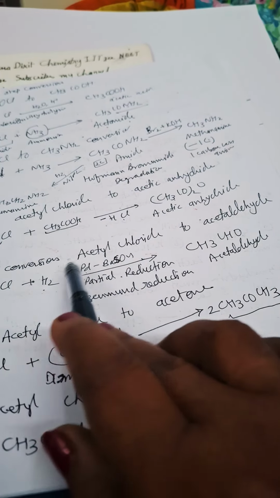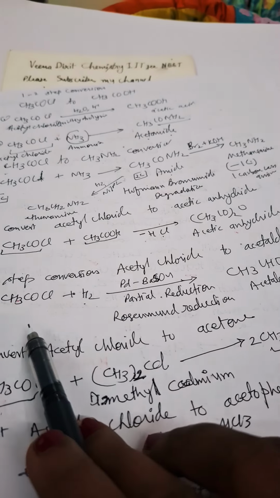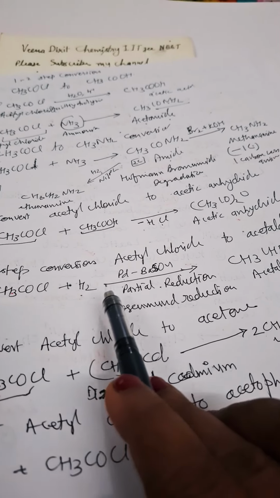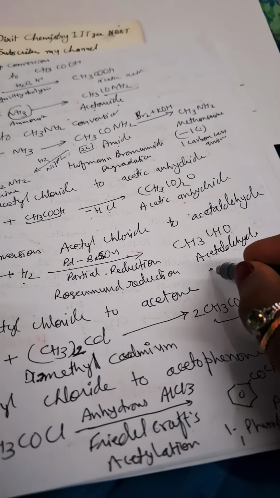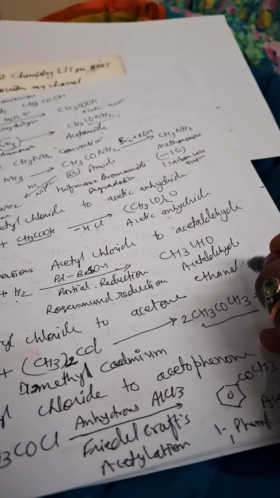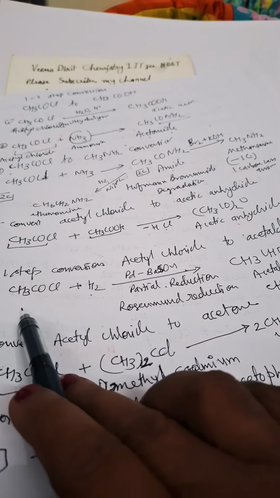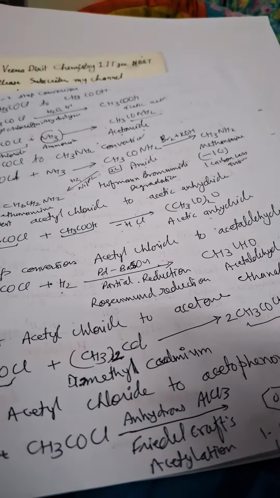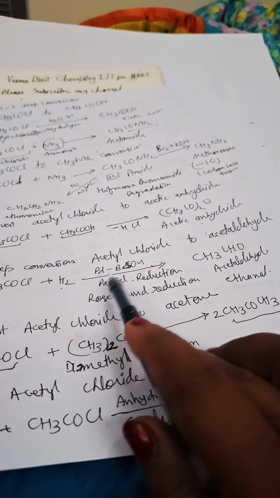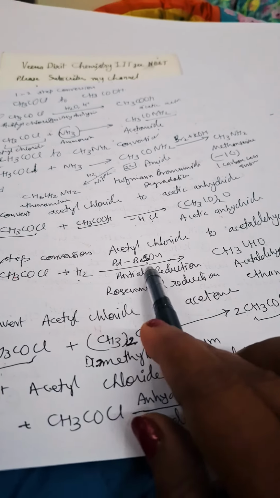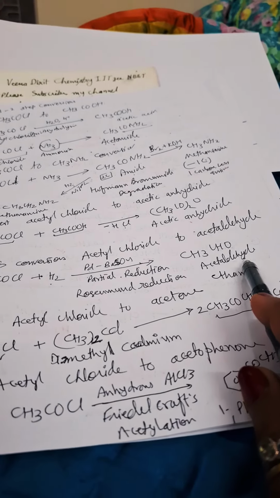Then one step conversion, acetyl chloride to acetaldehyde. So Rosenmund reduction, remember that. When acetyl chloride reacts with hydrogen in presence of Pd/BaSO4, it will give you acetaldehyde, that is also called ethanal. Okay, so this is partial reduction. Complete reduction of CH3COCl gives ethanol. But here we have to control the reduction. So Pd/BaSO4 controls the reduction because it is a poison catalyst. Okay, so it will stop the reaction here at acetaldehyde.